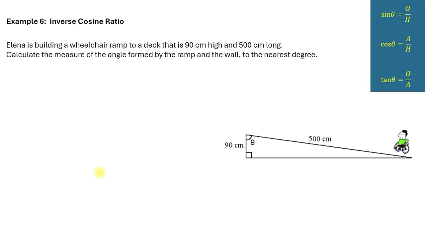Example 6, the inverse cosine ratio. Elena is building a wheelchair ramp to a deck that is 90 centimeters high and 500 centimeters long. Calculate the measure of the angle formed by the ramp and the wall to the nearest degree. So here's the ramp, here's the wall. This becomes our reference angle, which we'll label theta.